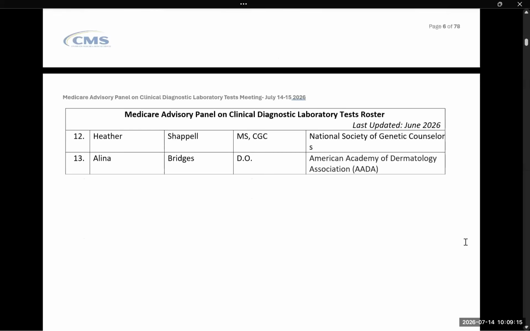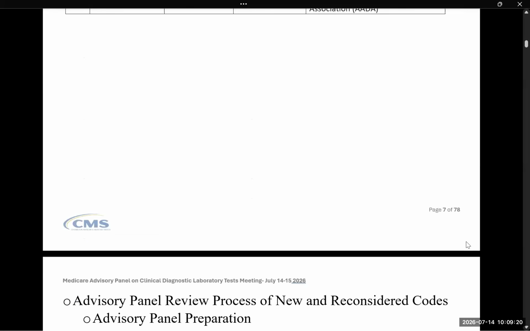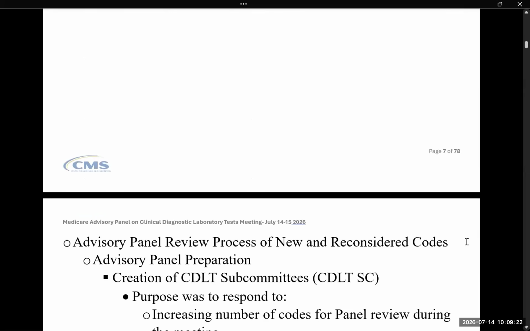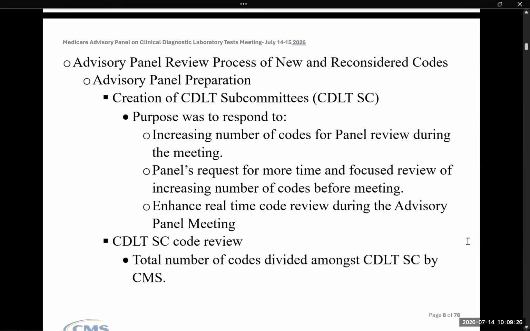Now that we've completed roll call, I can confirm we have a quorum. I would also like to briefly note that in addition to the names of the panel members, you can see on the screen the source of the nomination for each member. At this time, I'd like to brief the public on the advisory panel's process for reviewing and categorizing the codes on the list for each year.